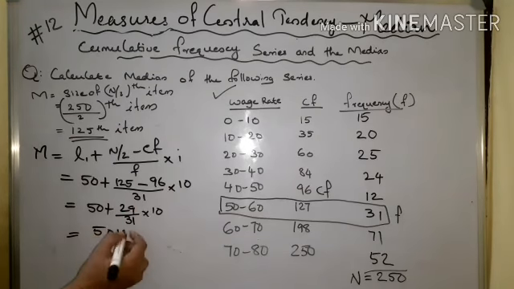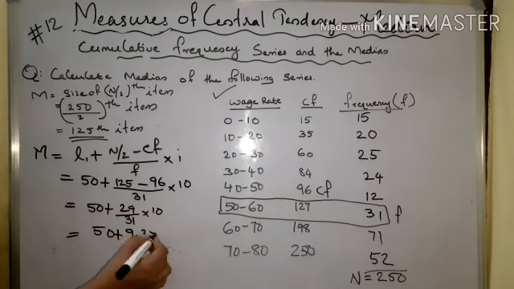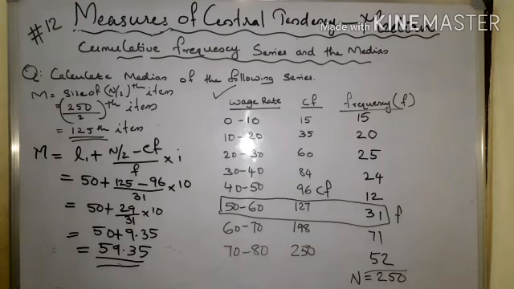After dividing and multiplying, this value is 9.35, so 50 plus 9.35 is 59.35. 59.35 is the median wage rate. So the median wage rate of this particular series is 59.35. I hope you understood this video.